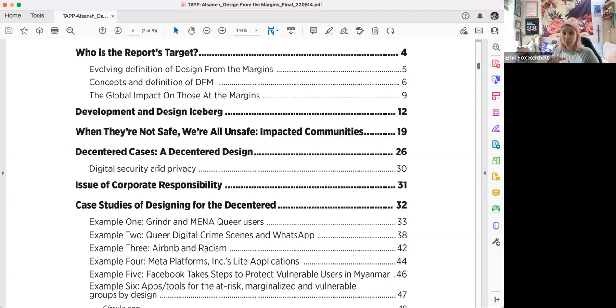So if marginalized describes those that have more needs that are unique than the most easily accessed of users, then the decentered cases are the users that are criminalized, or the users that are outside of legal frameworks, that are undocumented, are at the highest risk in terms of safety concerns or human rights concerns.